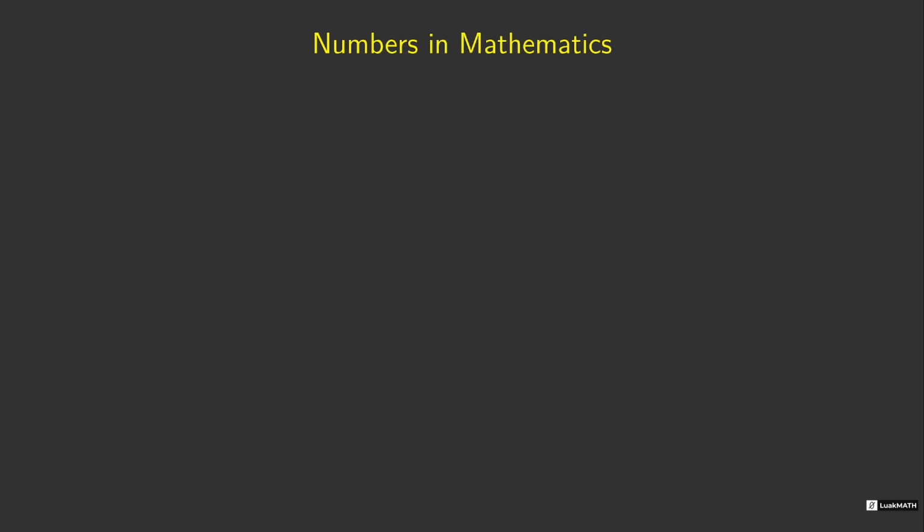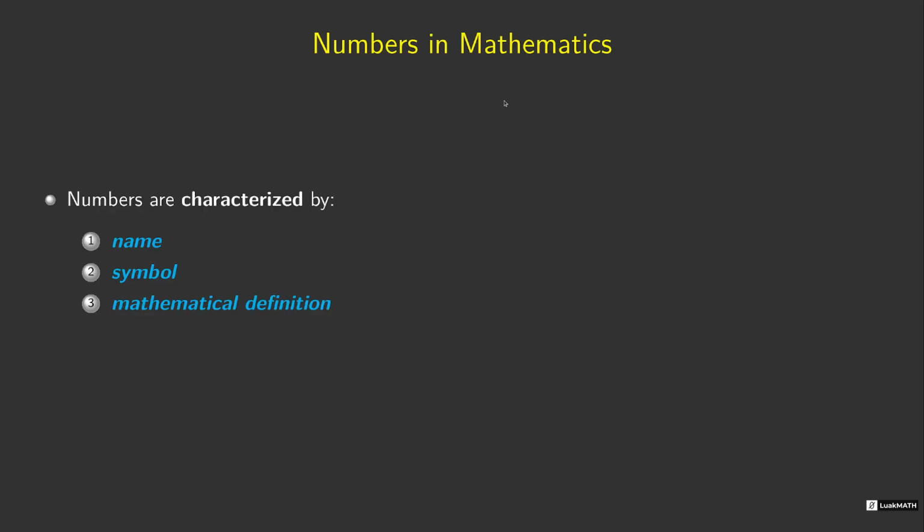In this video, I would like to look at numbers in mathematics. Numbers in mathematics are very important. When you solve equations, we are basically looking for numbers. And there are three ways where numbers are characterized in mathematics. And that's by name, by symbol, or by mathematical definition. These are the ones I'll try to present to you in this video.